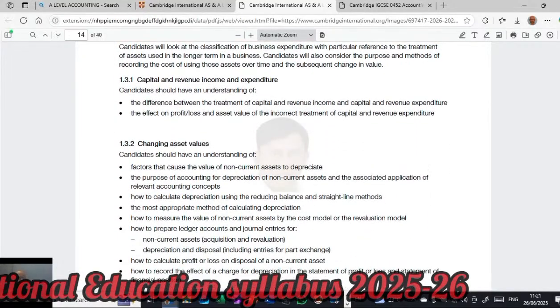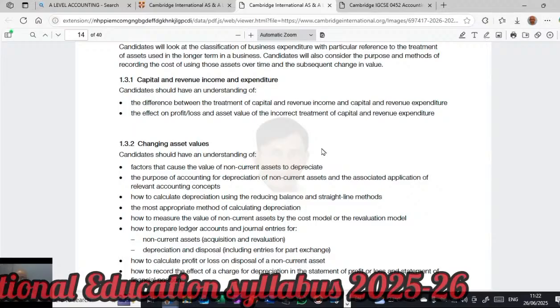Changing asset values: candidates should have an understanding of factors that cause the value of non-current assets to depreciate, the purpose of accounting for depreciation of non-current assets, and the associated application of relevant accounting concepts. How to calculate depreciation using the reducing balance method and the straight line method, and the most appropriate method of calculating depreciation. How to measure the value of non-current assets by the cost model or revaluation model, and how to prepare ledger accounts and journal entries for non-current assets: acquisition, revaluation, depreciation, disposal, including entries for part exchanges.